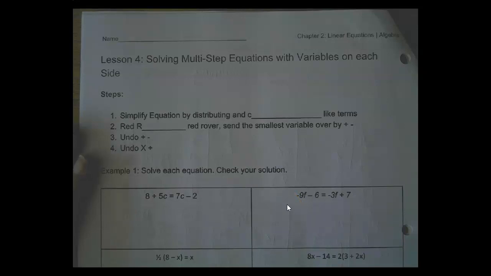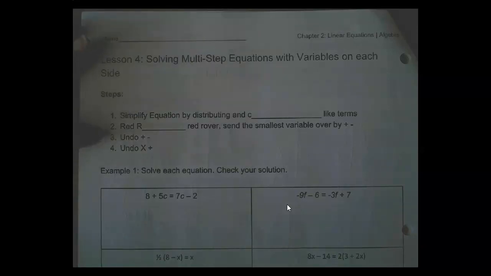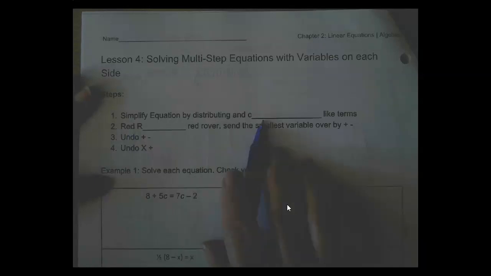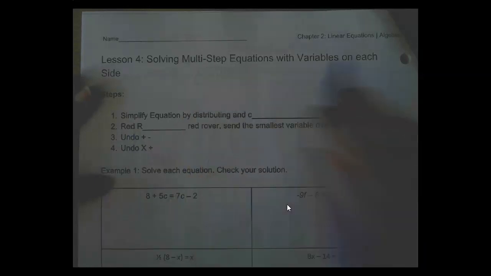Hey guys, it is Tuesday and we are solving multi-step equations. So we're just combining all the things we've learned for this chapter together. And so we just keep upping it every time, every day. So this time we need to make sure, let's kind of go over this again. This time we're going to have variables on each side of the equation.